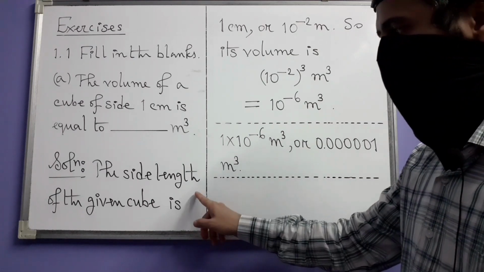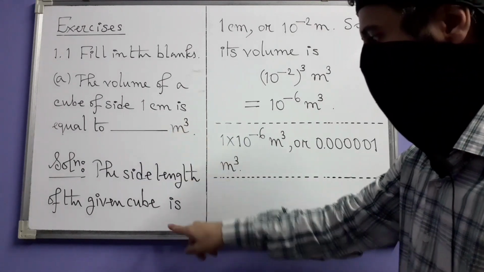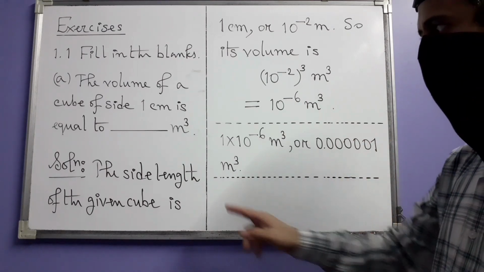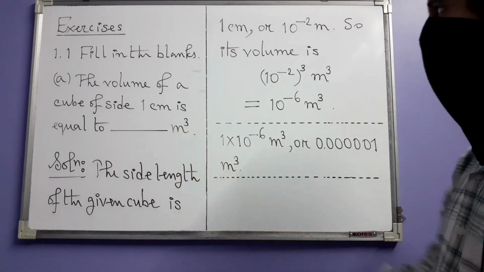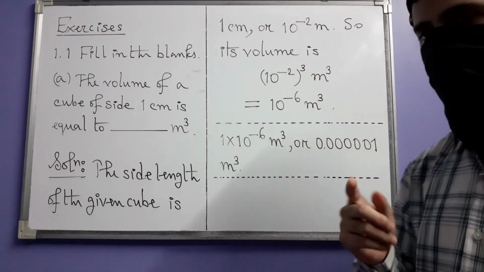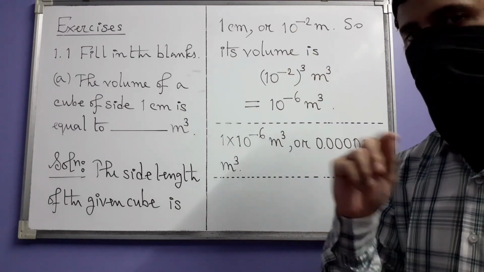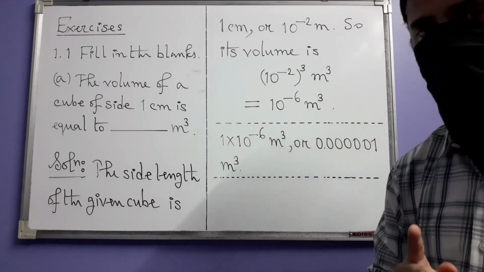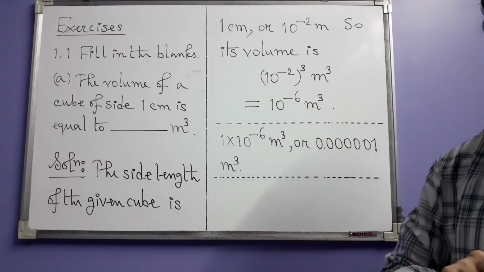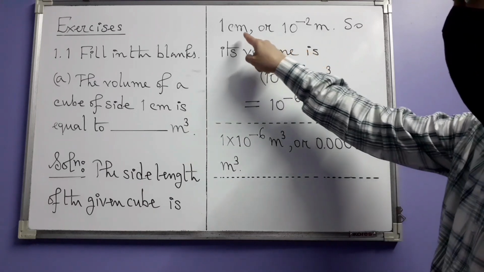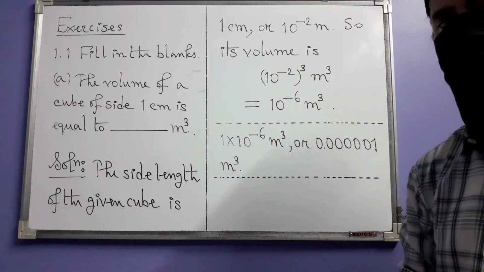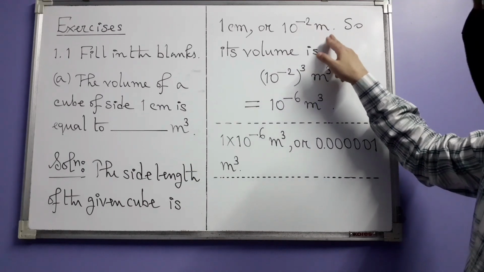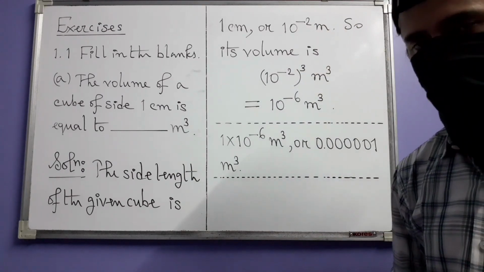The side length of the cube is given to be 1 centimeter, but you need to have it in meter because then only you can have the volume in cubic meter. So what do you have to do to convert centimeter to meter? Because 100 centimeters equal 1 meter, you have to divide by 100 because centimeter is a smaller unit and meter is the larger unit. So 10 to the power minus 2 meter equals 1 centimeter.